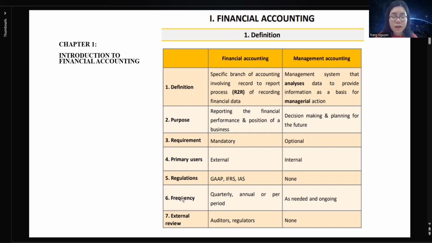And about frequency, financial accounting is performed quarterly, annually, or per period. Meanwhile, management accounting is as needed and ongoing. And for external review, financial accounting may have auditors and regulators, but for management accounting, there is no external review here. So that you can understand the main differences via different criteria between financial accounting and management accounting.